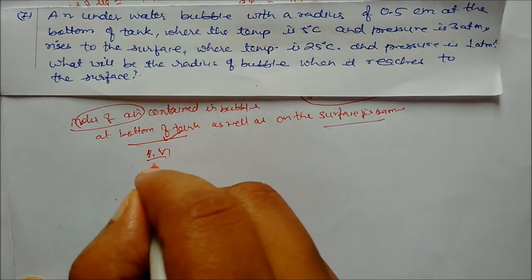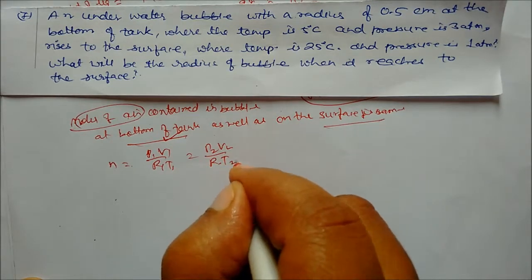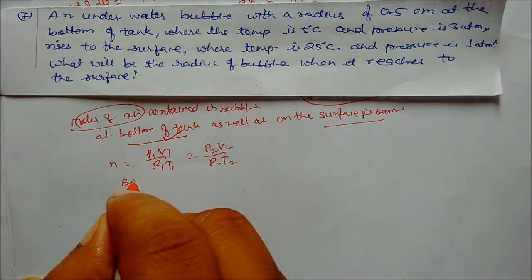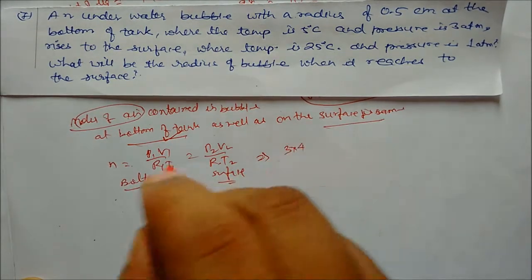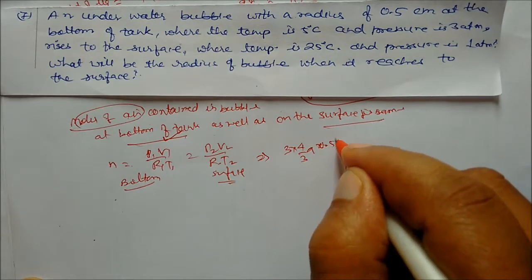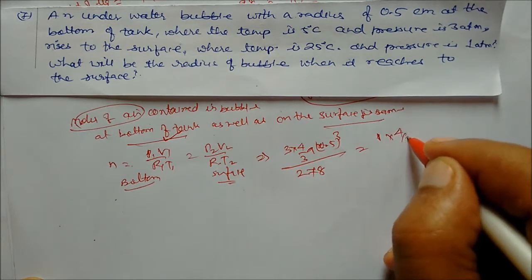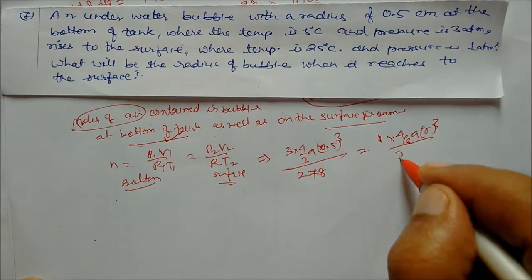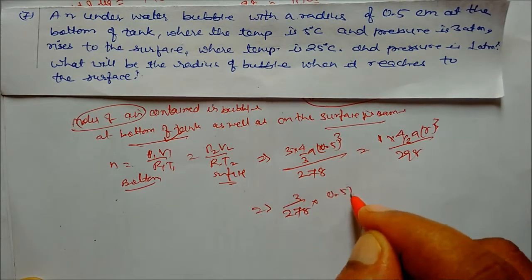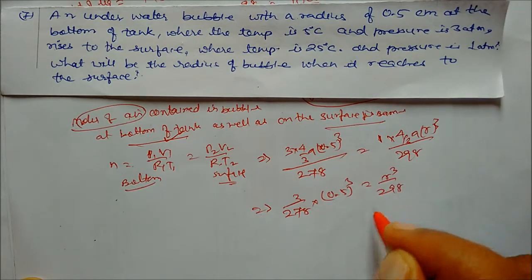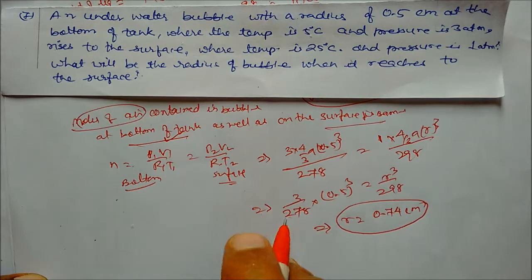So we can use P1V1 by nRT1, moles being the same, equal to P2V2 by R T2. R is the same, only T2 changes. This is the bottom and this is the surface. So we use 3 × 4/3 π × 0.5 cubed, divided by 278. Now the pressure is 1 and the volume is 4/3 π R cubed, where R we don't know and have to find, divided by 298. So this is 3 by 278 into 0.5 cubed equal to R cubed by 298. On solving, we get R equal to 0.74 centimeters. This is the radius of the bubble on the surface.